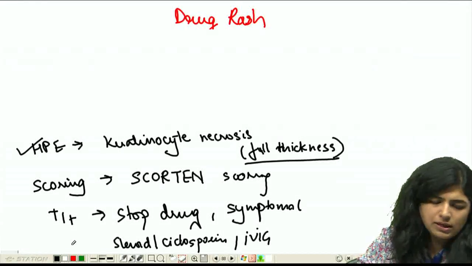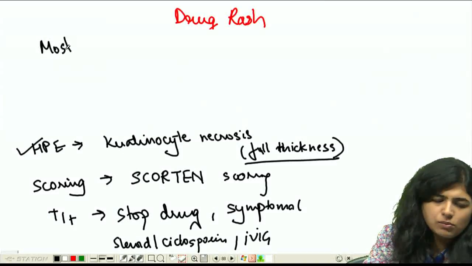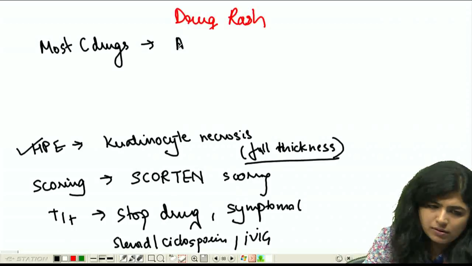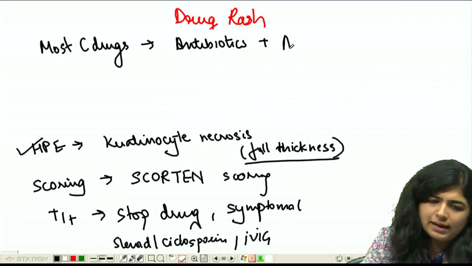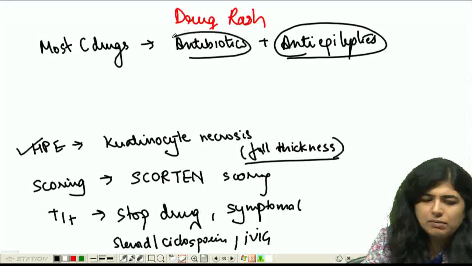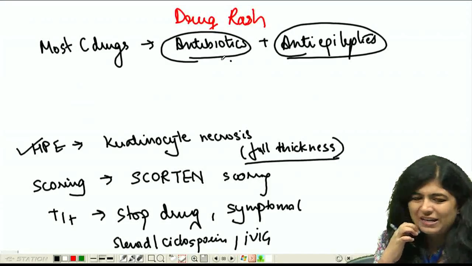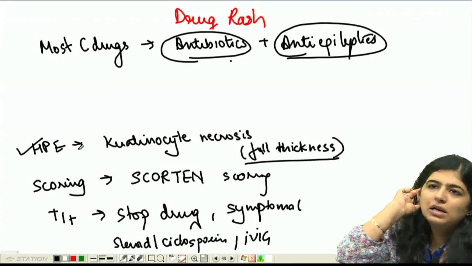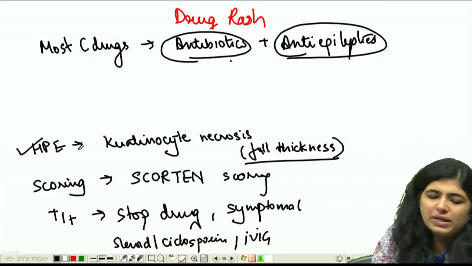This is all that you need to know about SJS-TEN. Then you need to know that the most common drugs are antibiotics and anti-epileptics. Most of the questions will talk either about an antibiotic or an anti-epileptic. Clear to everyone? Now you know about SJS and TEN.